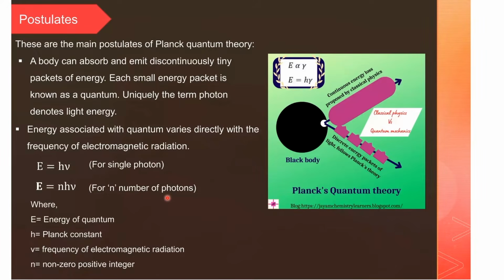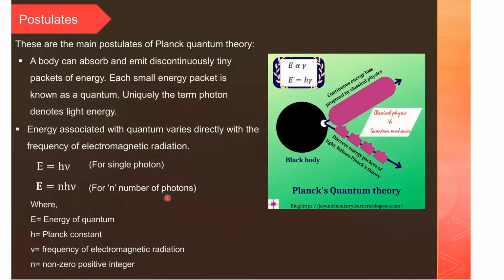So, what are the postulates of Planck's quantum theory? These are the main postulates of Planck's quantum theory. The first postulate is that a body can absorb and emit energy discontinuously in tiny packets. Each small energy packet is known as a quantum. Specifically, the term photon denotes light energy. The energy associated with a quantum varies directly with the frequency of the electromagnetic radiation.